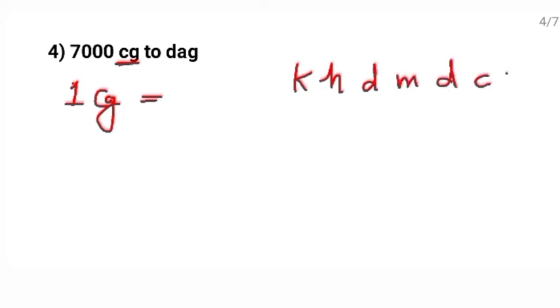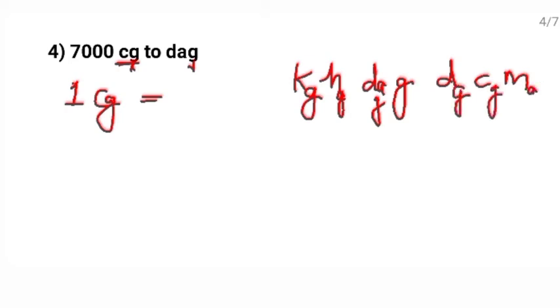Next one, centigram to decagram. So you want to convert the centigram to decagram. So firstly you should know the value of 1 centigram in terms of decagram. So call your friend. कहाँ है दोस्त मेरा, दोस्त से मिलो. Gram is the basic unit on both the sides. So this meter will be replaced by gram. Now this is kilogram, hectogram, decagram, decigram, centigram, milligram.